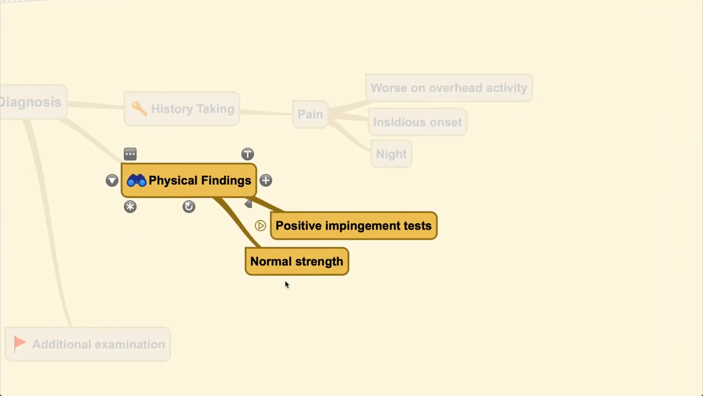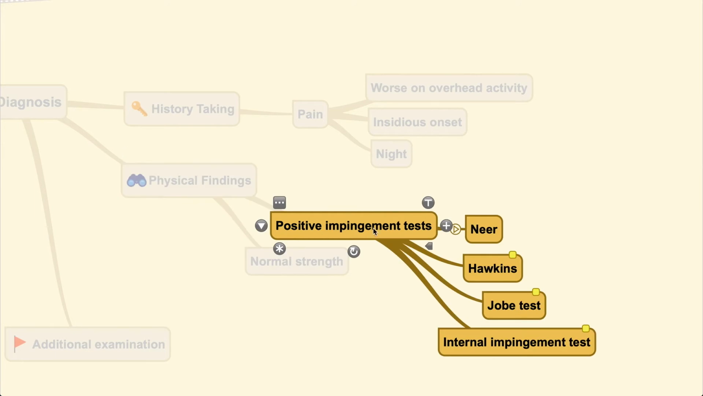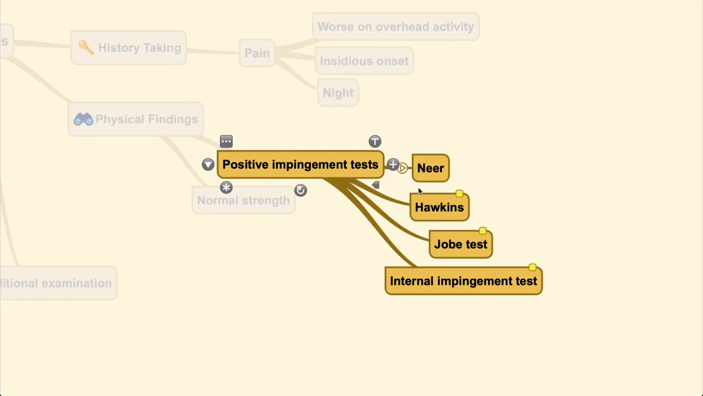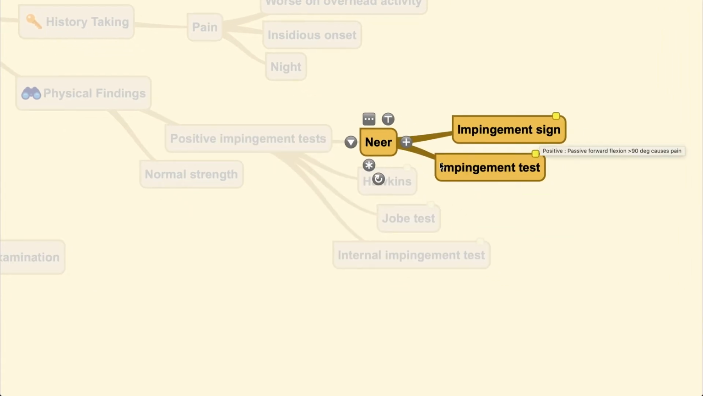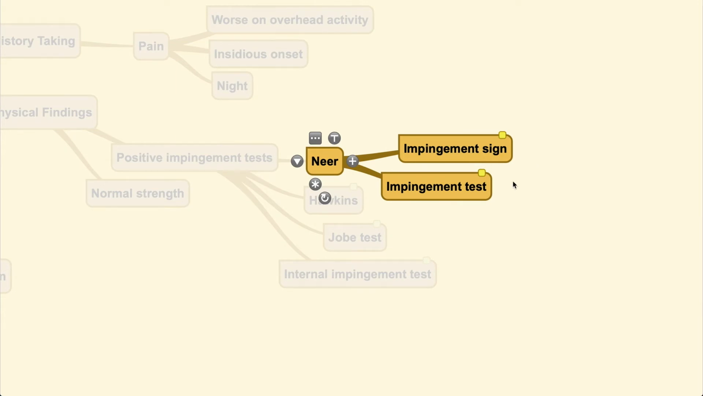So for the physical findings, you usually need to do tests that may induce pain, or in other words, you need to do tests that reduce the space available under the acromion. That is called the impingement test. And most of these tests do motions that decrease the space that I've been talking about. Such as the Neer. Neer has two types of tests that could be done. The first is called the impingement sign, which is termed positive if during the passive forward flexion above 90 degrees the pain is induced over the shoulder region.